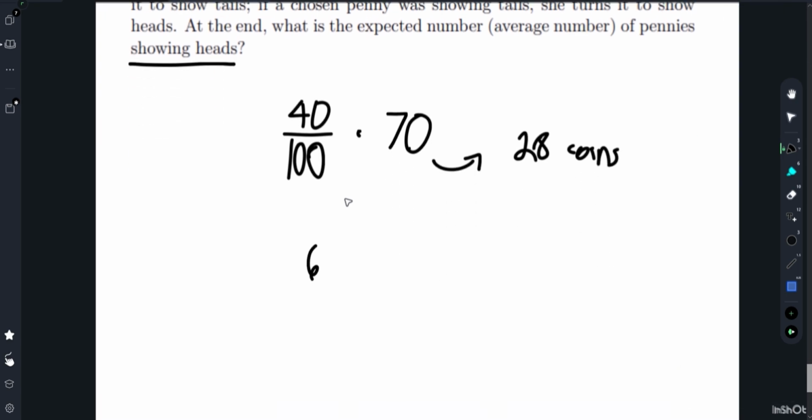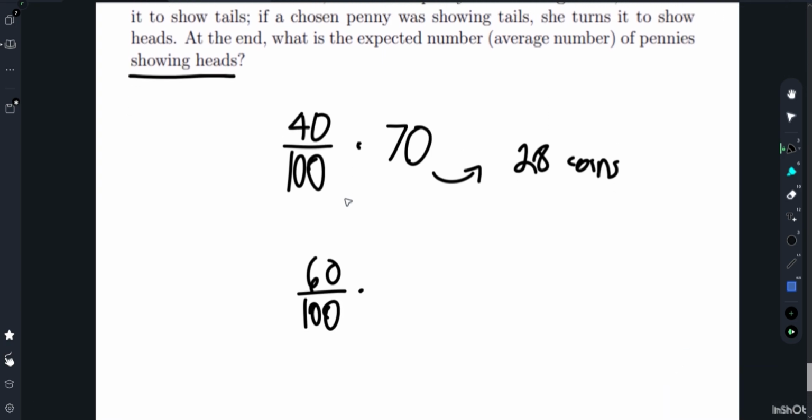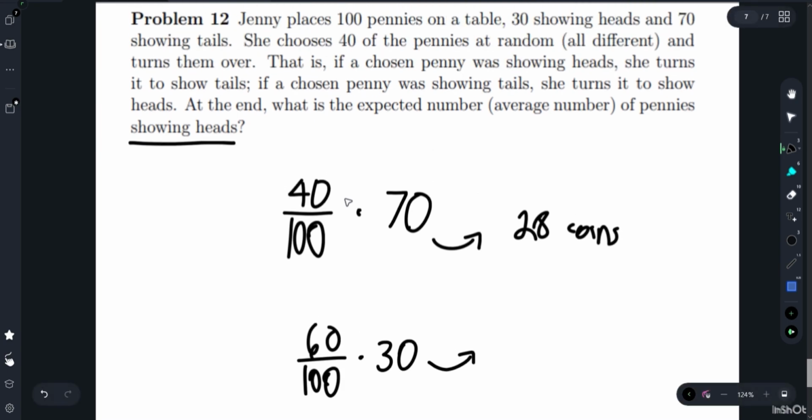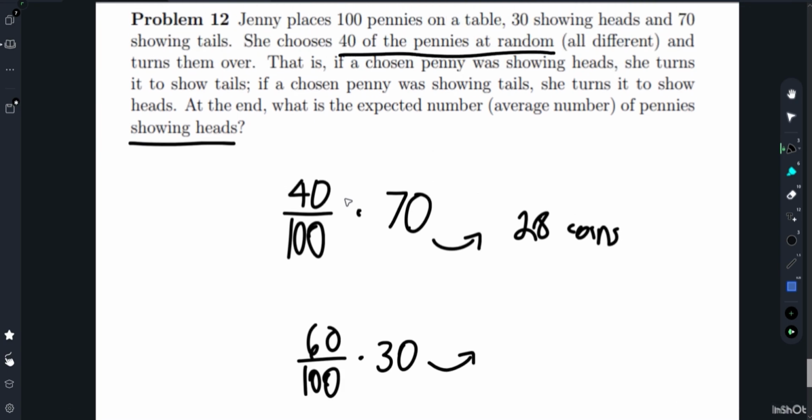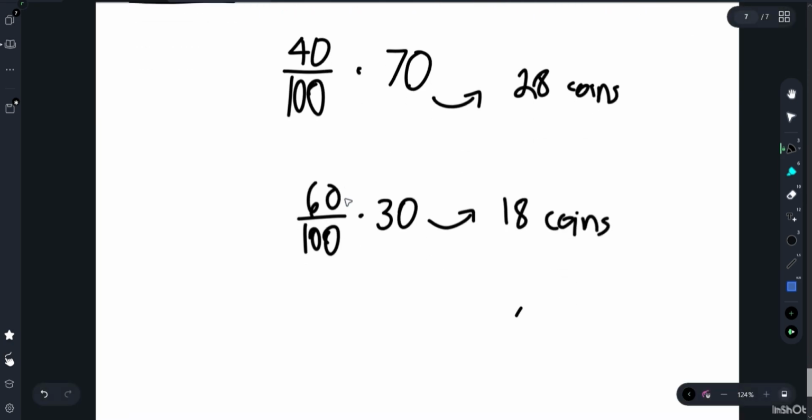Now, we don't want the heads to be flipped, so there's a 60/100 chance to multiply by 30. We don't want any of the 40 pennies chosen at random to be heads. So what we get here is 18 coins. Summing these up, our answer is 46 coins as our expected value.